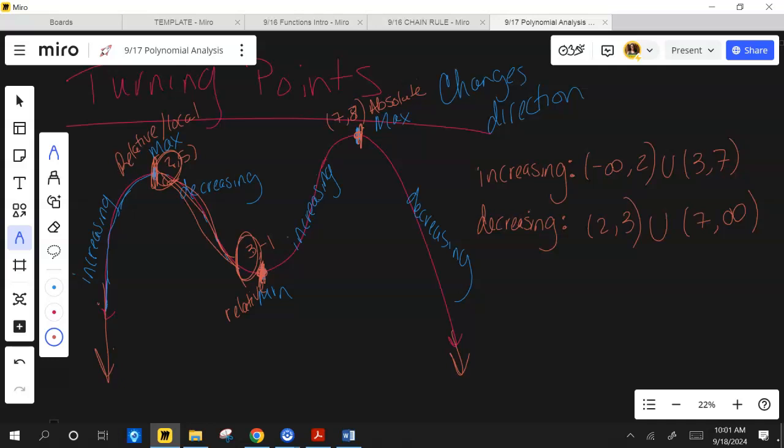By the way, every relative is not an absolute, but every absolute is a relative. Does that make sense? Yes, this is an absolute max, but by definition it's still a relative max. It's still the highest point in a certain area. It's kind of like every square is a rectangle, but every rectangle is not a square. I just say that because all of your things on here are asking for relative max and relative min. You're giving all the maxes and mins, even the absolutes, because they're also relative.